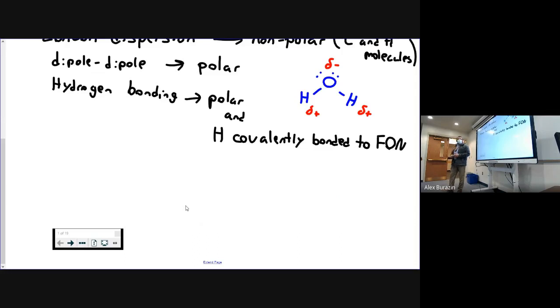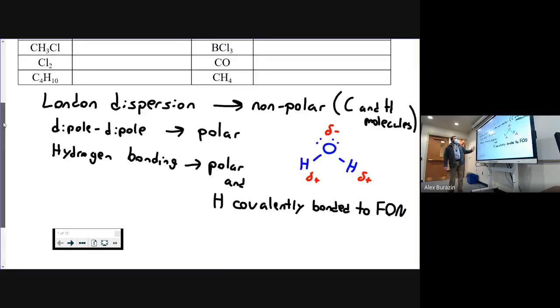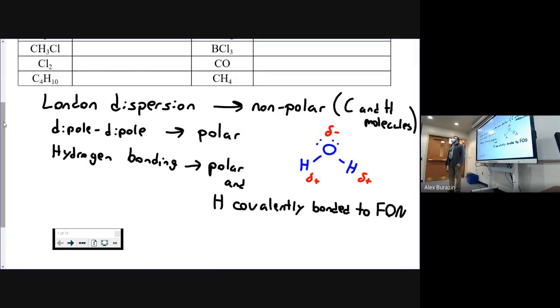So these are the three types. This is what we've got to work with. To determine what exists in any given molecule, we have to be able to analyze it and realize, is this polar or is this nonpolar? If you can make that distinction, you can usually figure out the correct intermolecular force. If it's nonpolar, you've got London dispersion forces. If it's polar, you have at least dipole-dipole, and you might have hydrogen bonding if this special criteria is met.